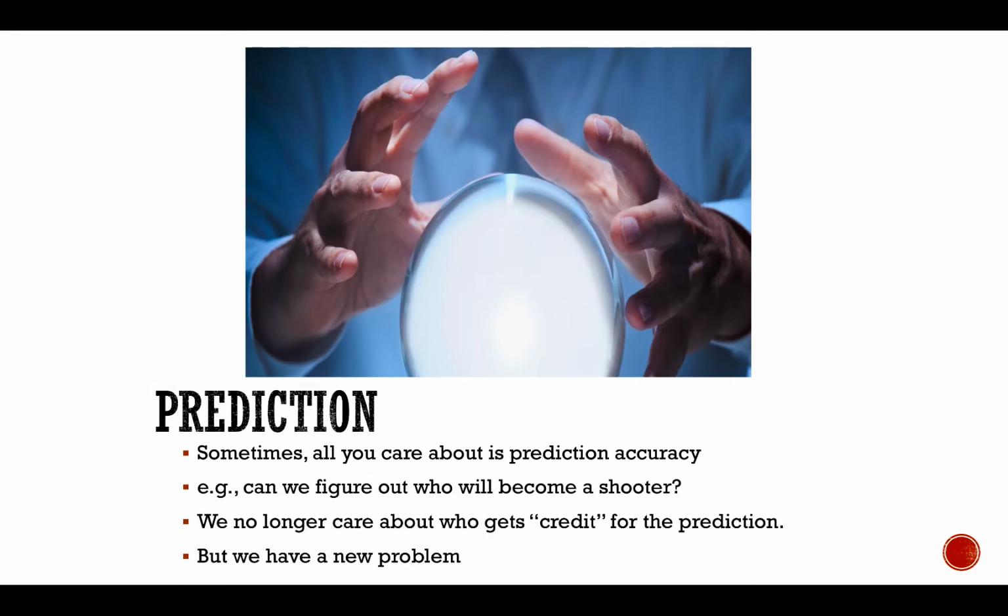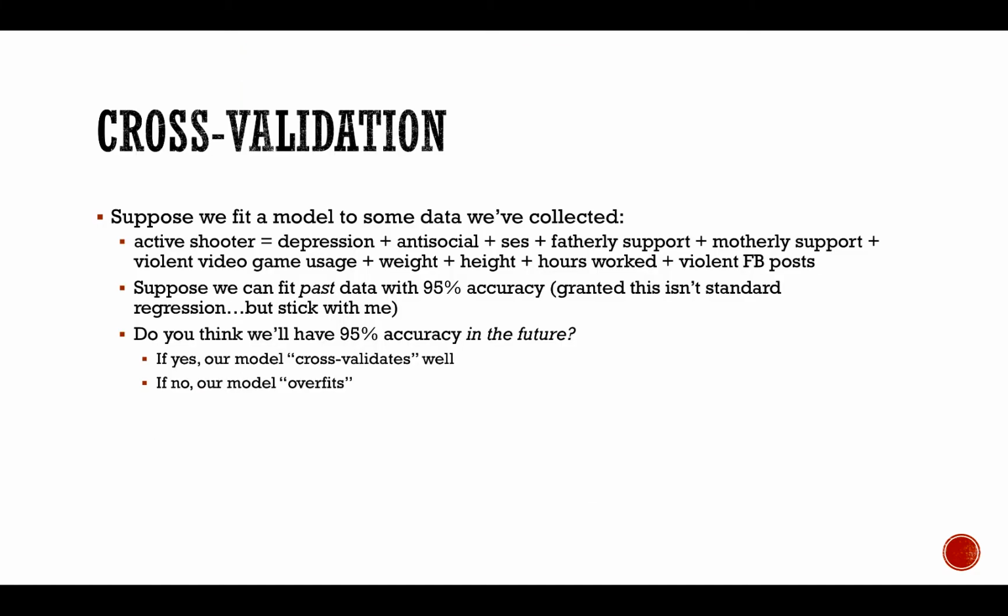All right, so let's talk a little bit specifically about prediction. Sometimes all you care about is predictive accuracy. For example, you might want to figure out who will become an active shooter. That's an important question to know. And at this point, we no longer really care about which variable gets credit for the prediction. We just care about predicting the outcome. But that introduces a whole new problem. Multicollinearity is not as much of an issue, but we do have a new problem, which is actually closely related to multicollinearity, which is cross-validation.